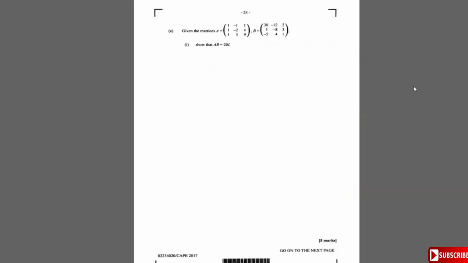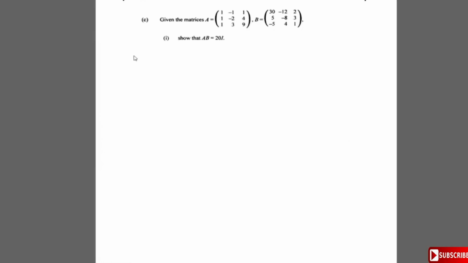It says, given that A and B are those two matrices, show that A times B is 20I. So we need to work out what the matrix A times the matrix B is. Matrix A is 1, minus 1, 1. Matrix B is 1, minus 2, 4. Matrix C is 1, 3, 9. That's matrix A times matrix B.